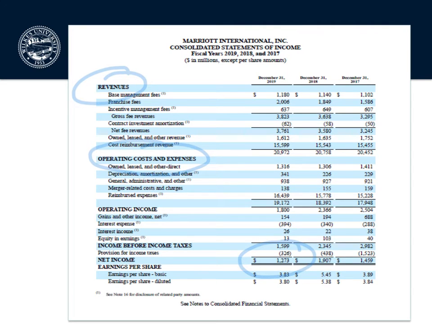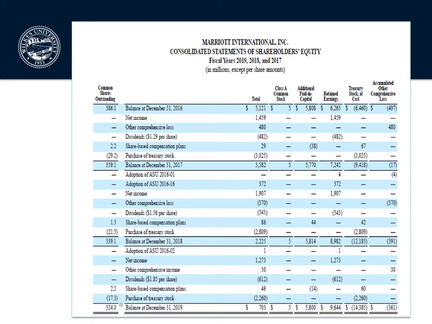statement of retained earnings. The statement of shareholders' equity is sometimes called the statement of retained earnings, and it shows the changes in those accounts over the reporting period. Again, note this is what happened during the year.